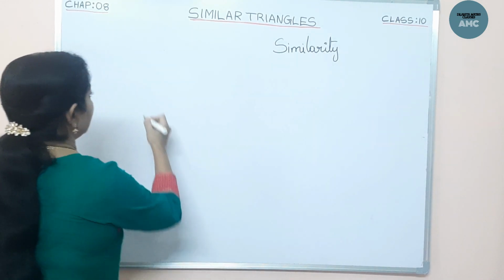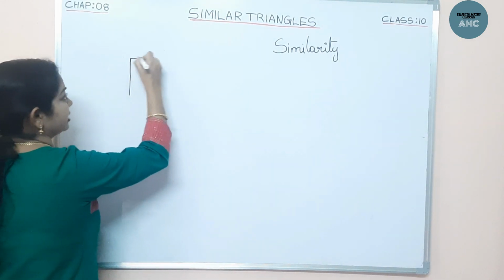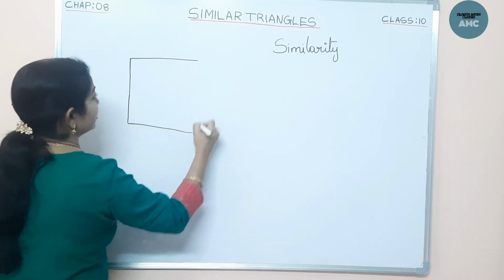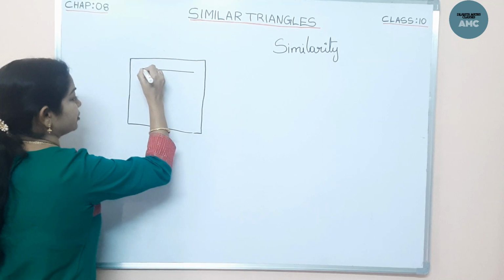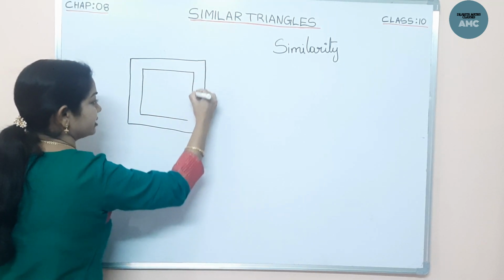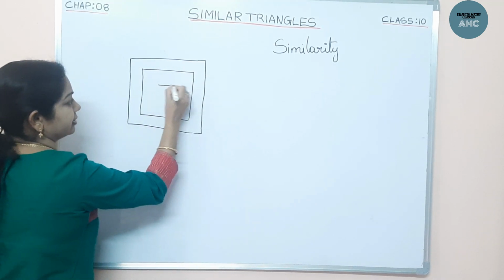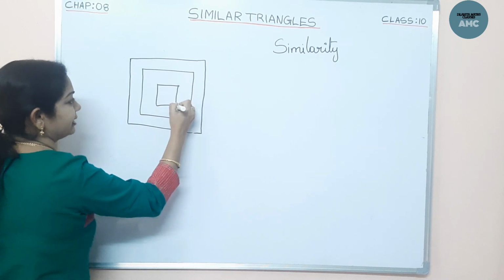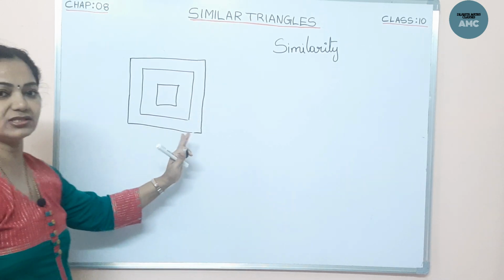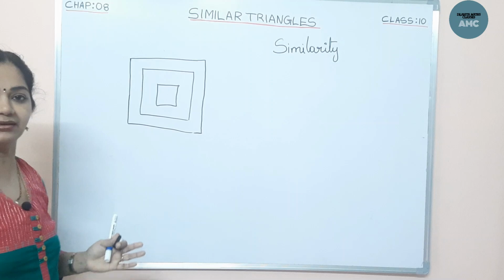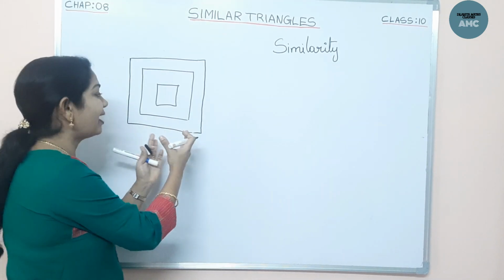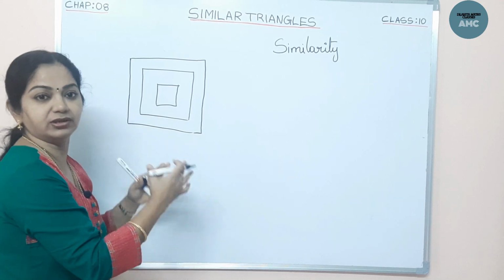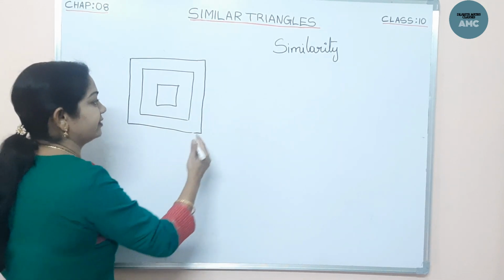Now if you see, I'll draw a few figures here. These are squares, okay? I am drawing another square inside it. This is not overlapping here. So these three are squares, and they are similar. That means they have the same shape. All are squares, but the sizes are different. Different sizes they are having.